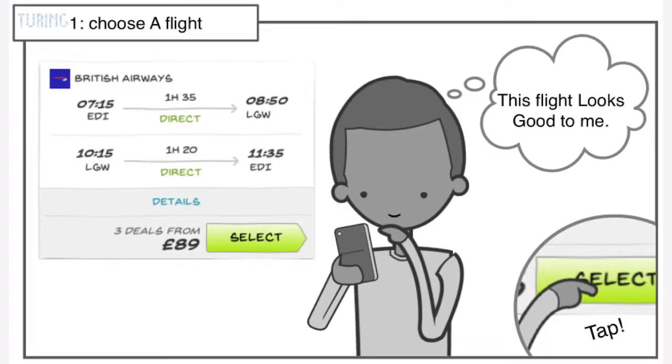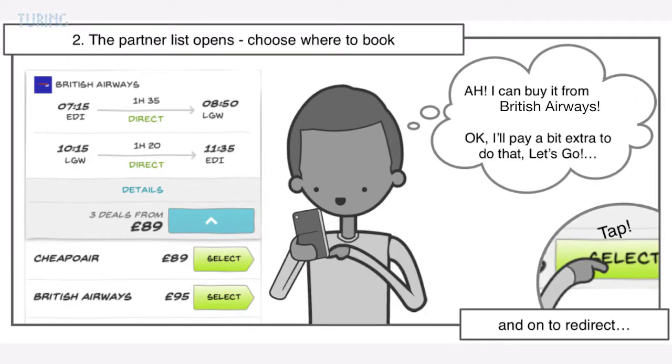So here's a guy saying, hey, this flight looks good to me. He clicks the select button, and we drop down that list of providers. And now he realizes there's somebody else he could book with, like British Airways, and he's got a loyalty scheme with them, so he chooses them instead of the cheapest provider. So that's success on both counts. Two major problems solved for travelers.